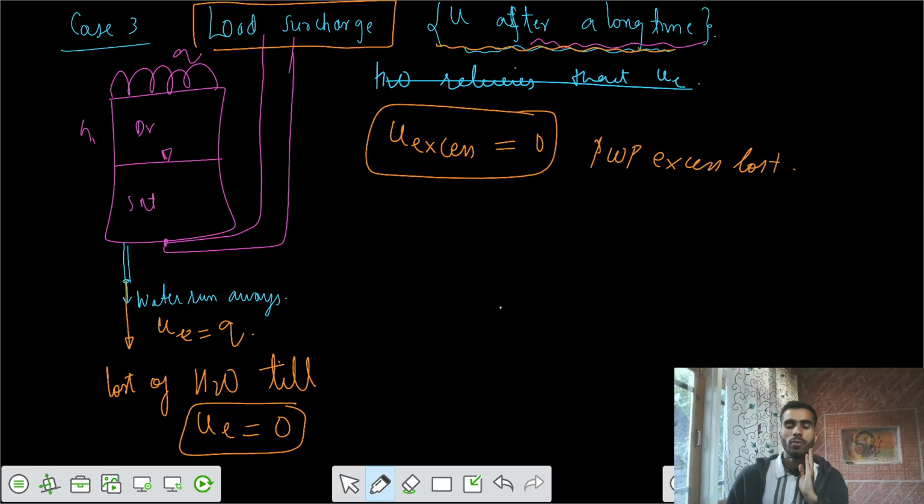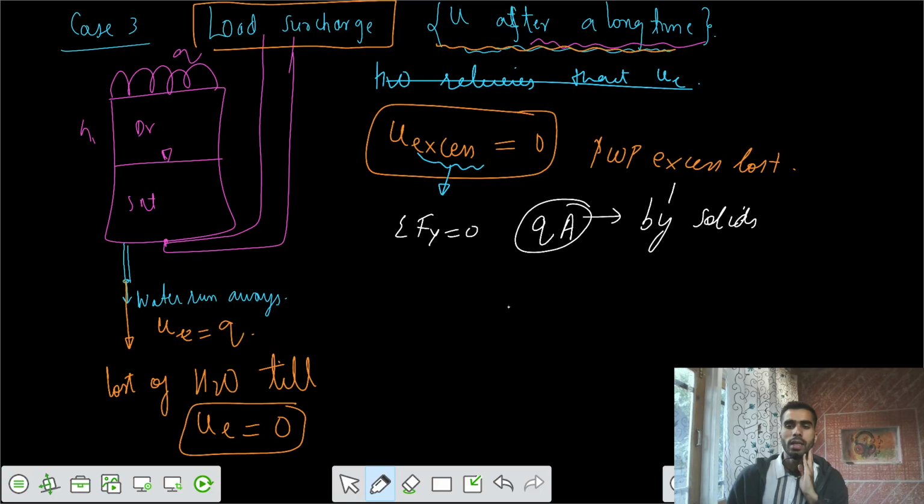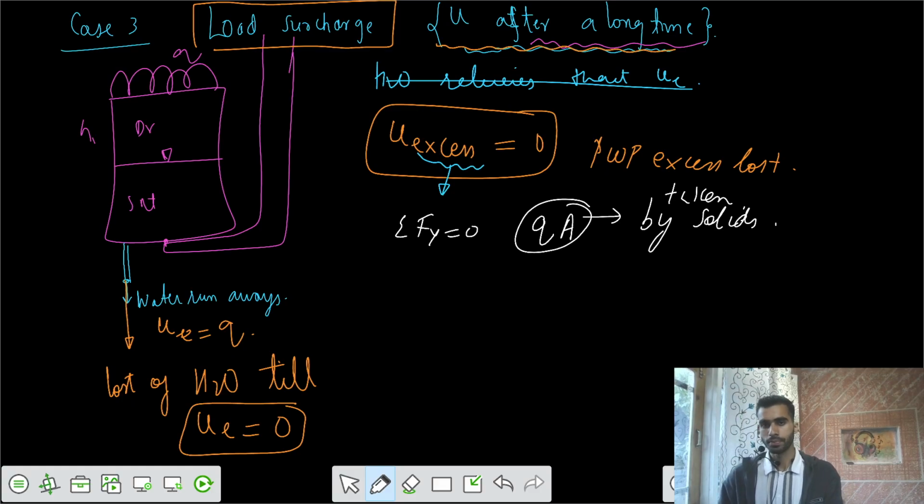By force equilibrium, the water is not going to take that excess pore water pressure now. That means it should be taken by the solids. If I say summation of Fy equals 0, then Q times A, which is some force, has to be taken by the solids now.